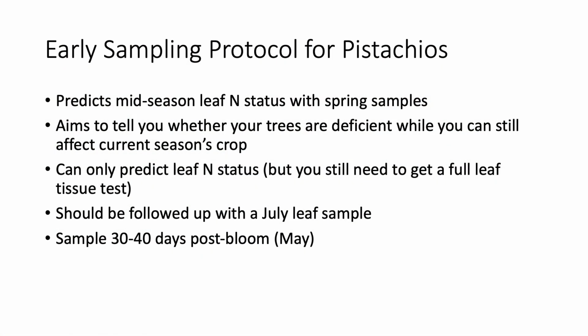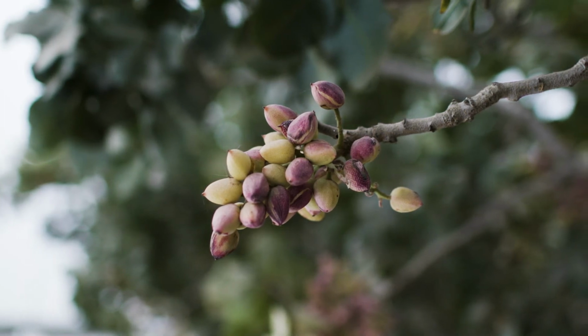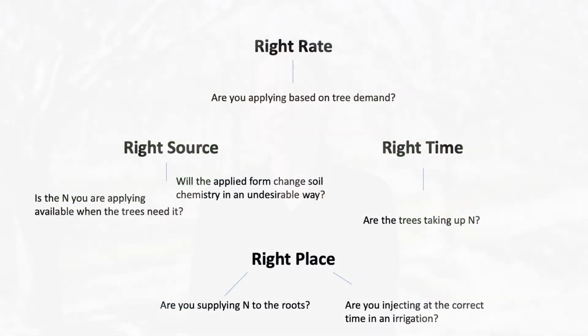The sampling strategy is the same, but you need to make sure that you are going 30 to 40 days after bloom, which is approximately in May. I've spent most of this presentation talking about pistachio physiology so you can understand when to fertilize, so the right time, which is basically when the fruit is developing, and the right rate based on, for the most part, yield.